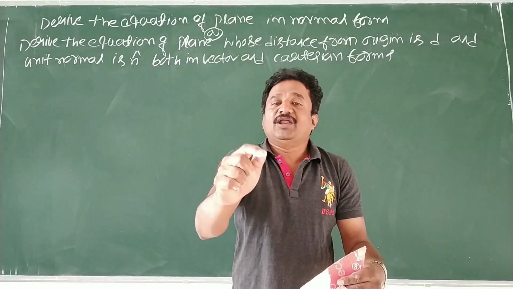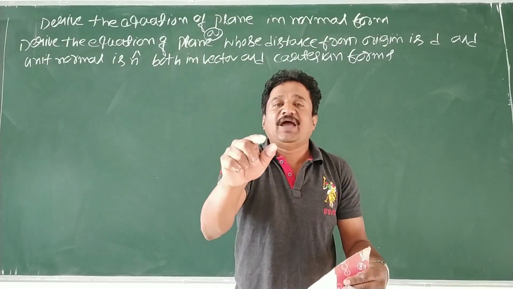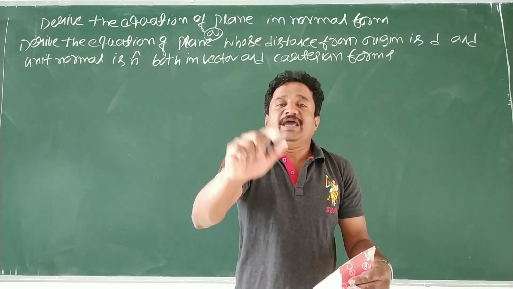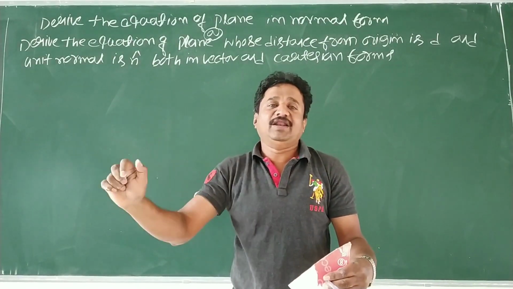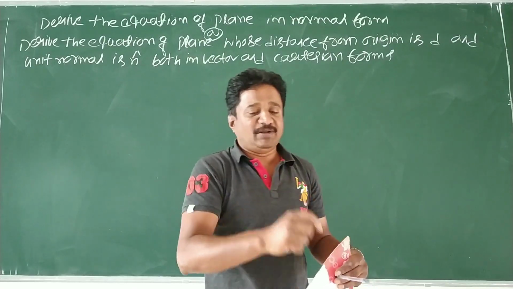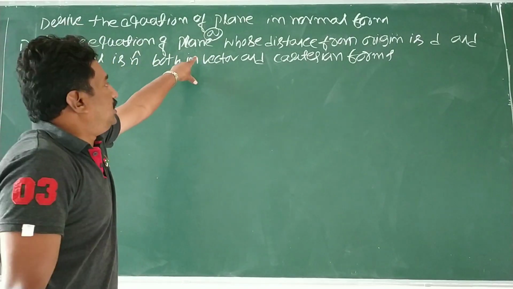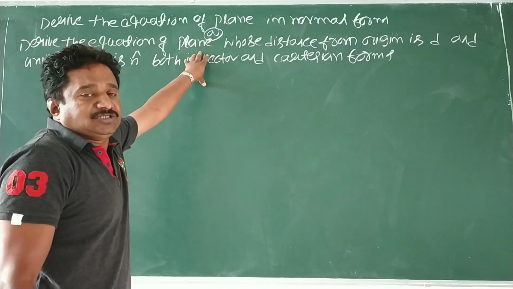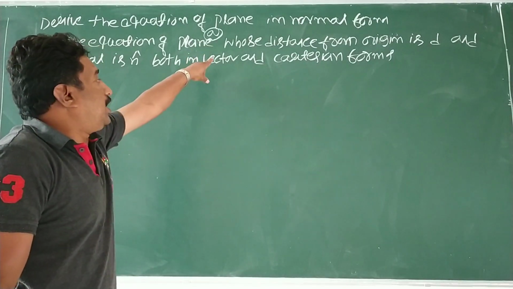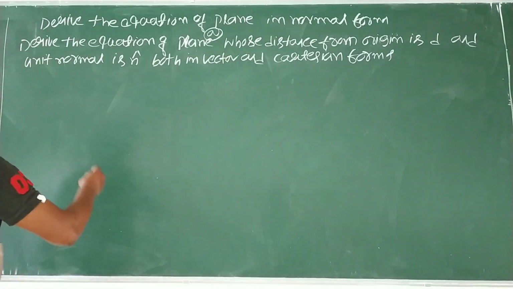You know how to find a unit vector: vector by its magnitude. n cap means vector n divided by the length of vector n. That is the unit normal. The unit normal is given. So keeping that question in mind, read the question and draw the figure according to the information given in the question. Right? Let's go for drawing that.